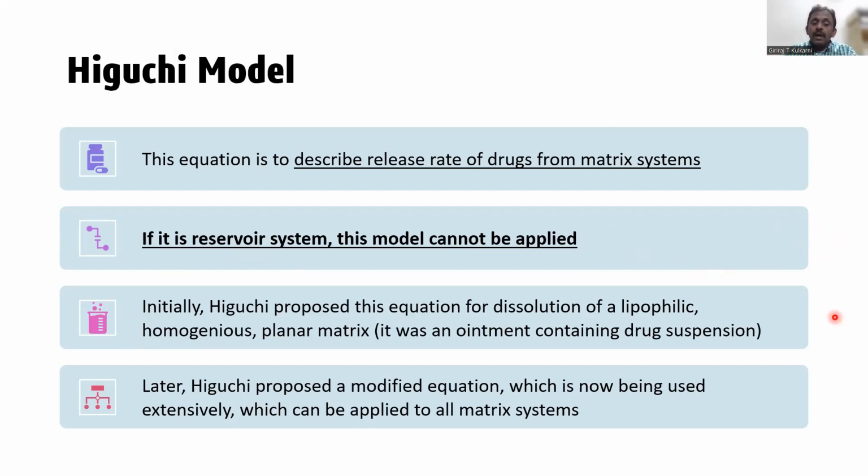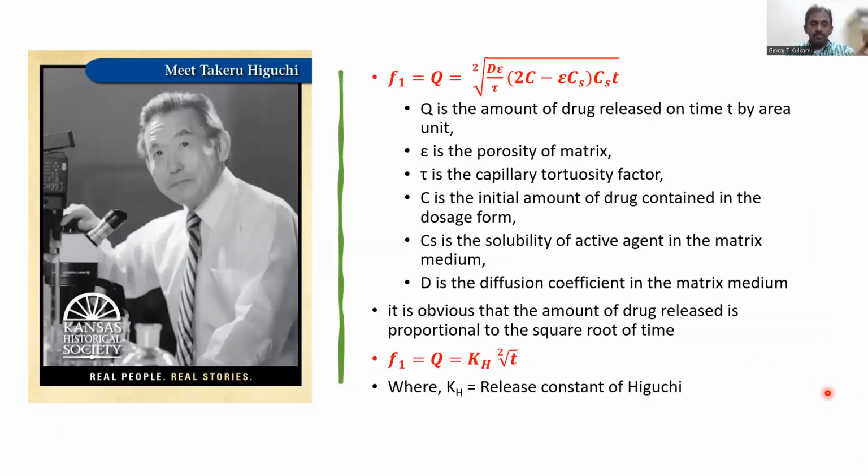Higuchi proposed this equation initially in his original paper for dissolution of a lipophilic homogeneous planar matrix, like an ointment containing drug suspension. Later, he proposed a modified equation which is presently being used, which is applicable to all matrix systems. No need for ointment. This is the photograph of Takeru Higuchi. The equation is Q is equal to the square root of this whole expression.